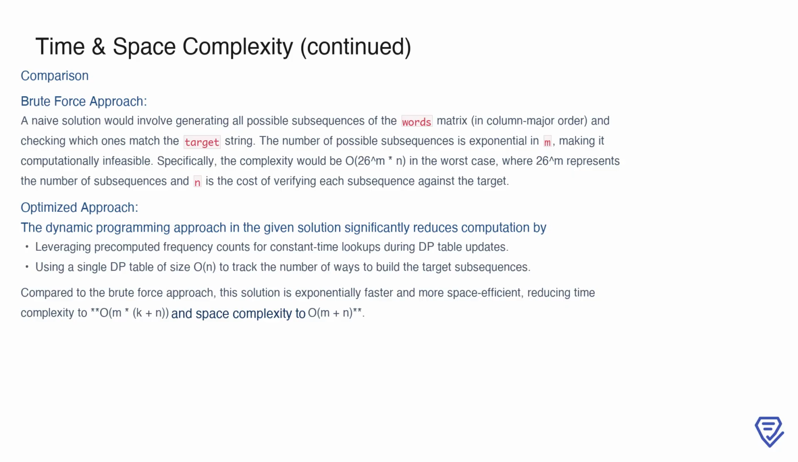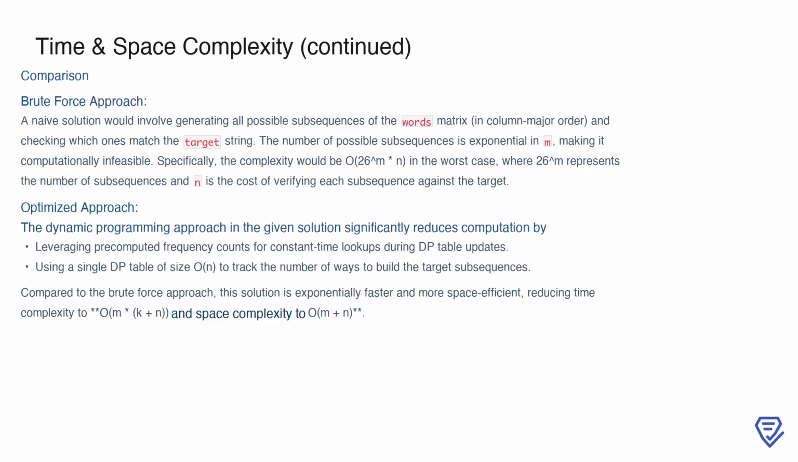When we compare this optimized approach to a brute force method, the differences become striking. A naive approach would involve generating all possible subsequences of the words matrix in column major order and checking which ones match the target string. This would result in an exponential time complexity of 26^m * n, where 26^m accounts for all possible subsequences and n represents the time needed to verify each subsequence against the target.